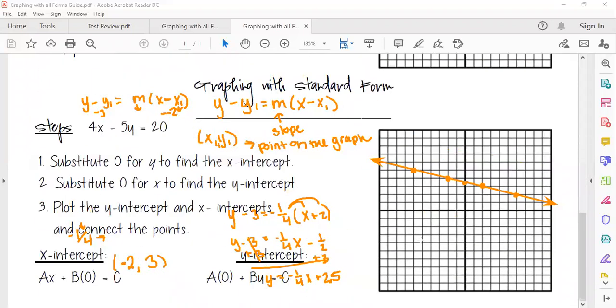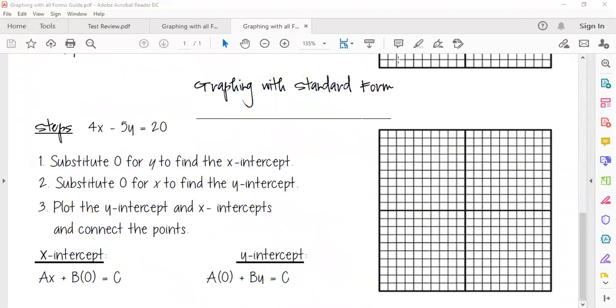Next, we're going to talk about how to graph in standard form. Standard form is a totally different animal. It's the equation, as we know it, ax plus by equals c. What makes it different is that we're not actually given any useful information. We've got to dig in there and find that information. So here's how we graph in standard form.